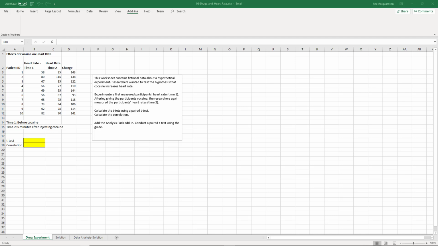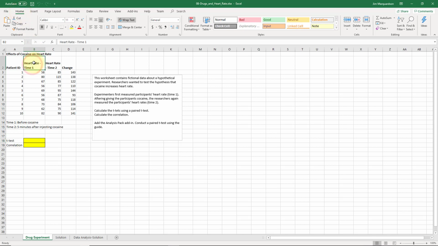In this spreadsheet, we have some fake experimental data. Hypothetically, we had some researchers who wanted to test the effect of cocaine on participants' heart rates. So we have different patients here with the patient identifier 1 through 10, a pretty small sample size because you don't want to give a whole lot of people cocaine. So before they gave people the drugs, they measured their heart rate. So we can see we have values from about 56 to a high of about 80.